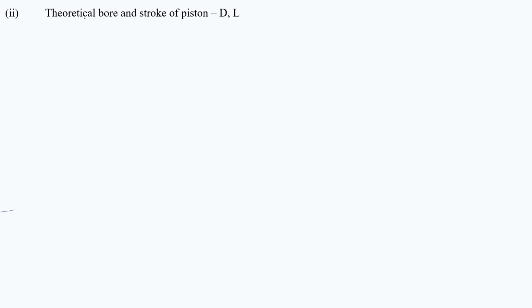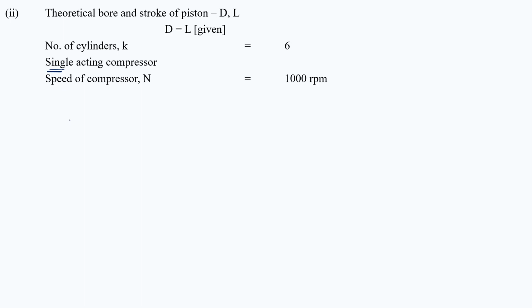Now we also need to find the theoretical bore and stroke of the piston, that is the d and l values. We already know it is given in the question that bore is equal to stroke, or the diameter of the cylinder is equal to the length of stroke of the cylinder, d is equal to l. Also we have the number of cylinders k equal to 6, and it is a single acting cylinder. Also it is given speed n is equal to 1000 rpm.